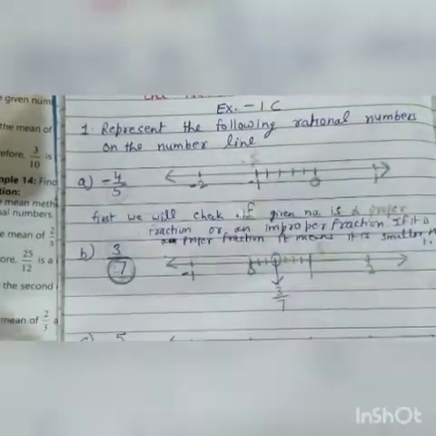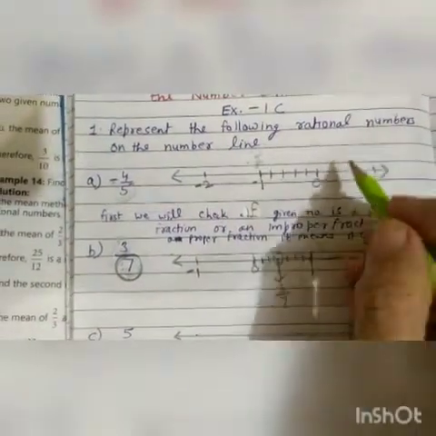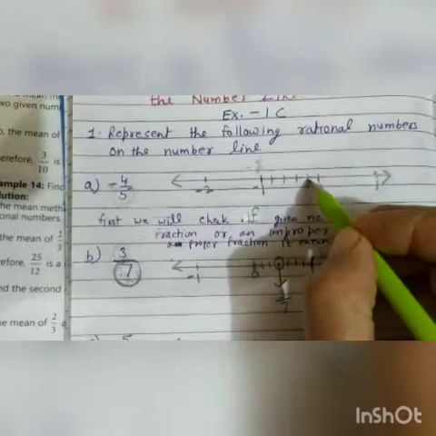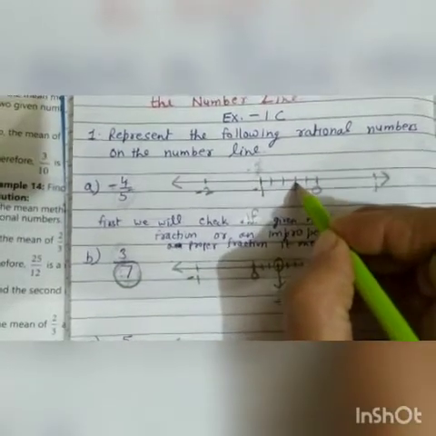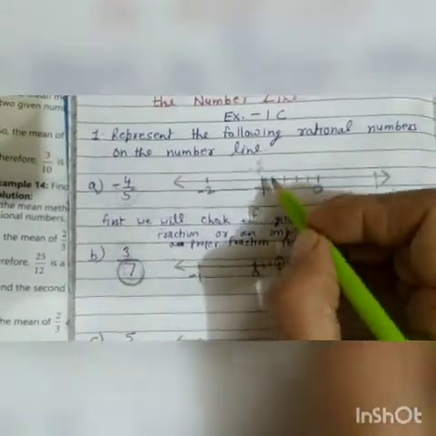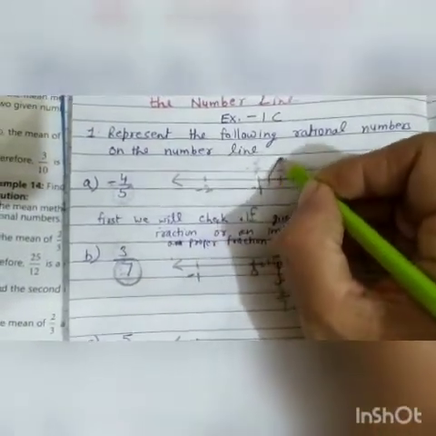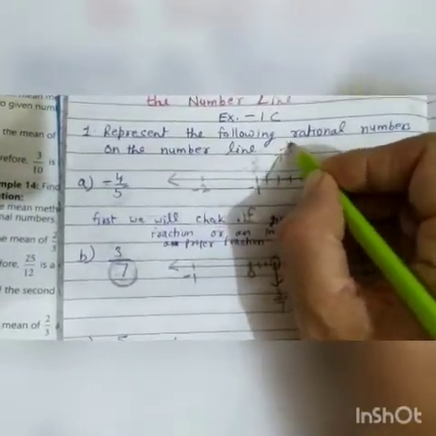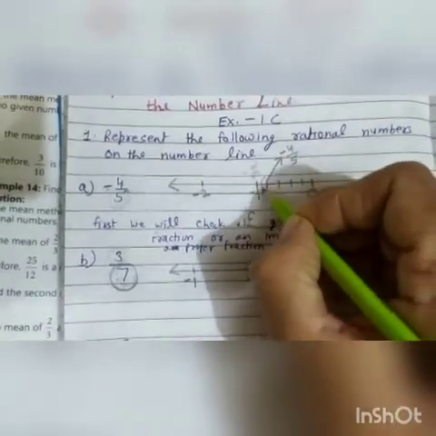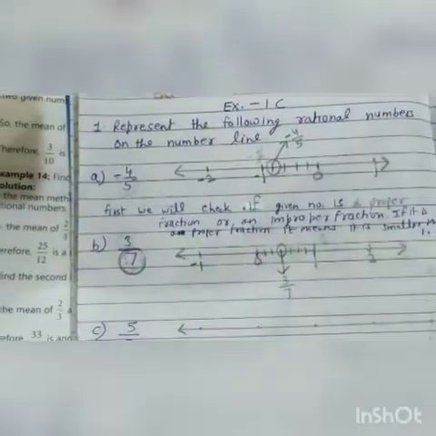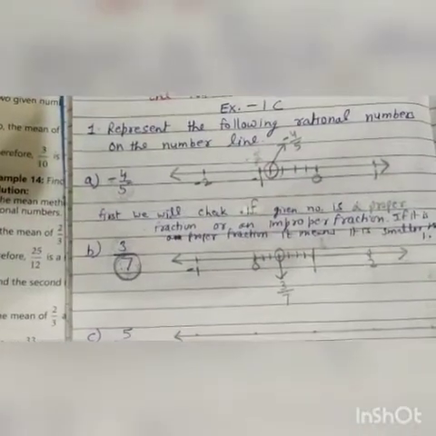And which division will be minus 4 upon 5? Which division will show minus 4 upon 5? Minus 1 upon 5, minus 2 upon 5, minus 3 upon 5, minus 4 upon 5. This is minus 4 upon 5. Make a circle also here. Clear?